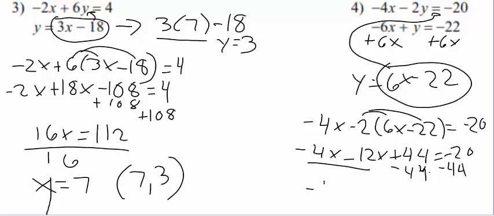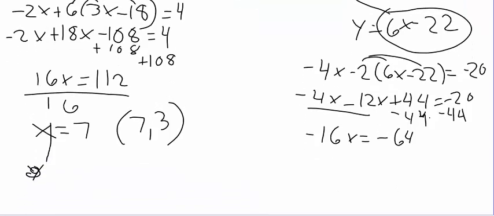So that's going to give me negative 16x equals negative 64. So now we got to divide both sides by negative 16. How many times does negative 16 go into 64? 4 times. So x equals 4.